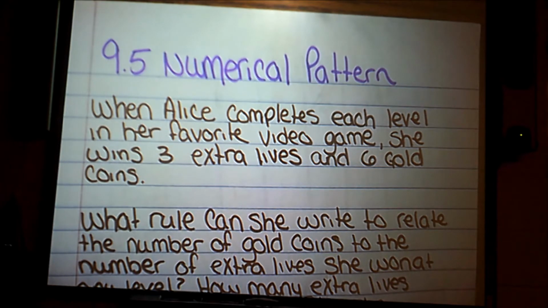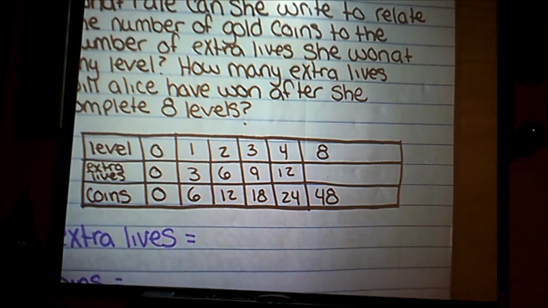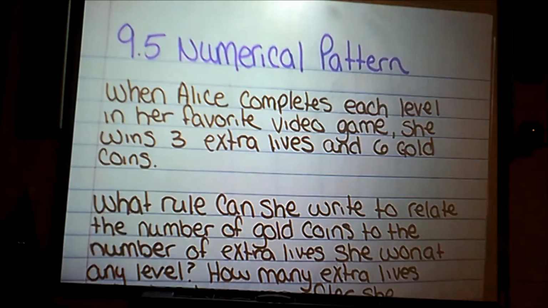Today we are going to be looking at numerical patterns in 9.5. Actually, really double numerical patterns. So we're going to look at a chart that's going to have 3 different entries in it, and you're going to find the pattern to be able to solve. We're going to have a table that looks similar to this. We have levels, extra lives, and coins. And we're going to have to solve and figure out how many extra lives we're going to have for the 8th level.